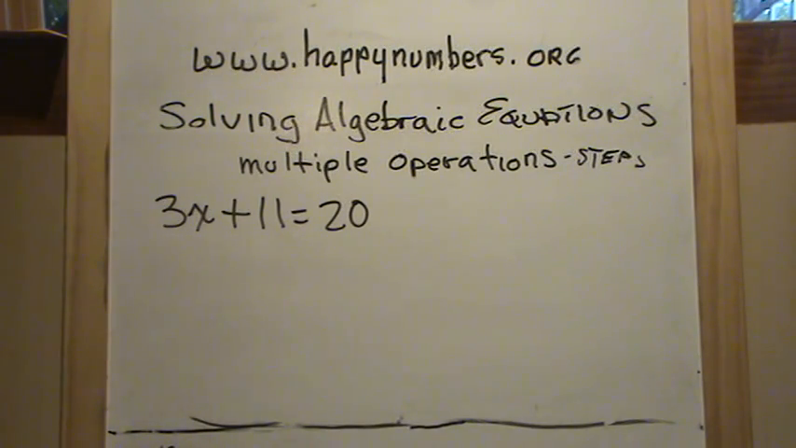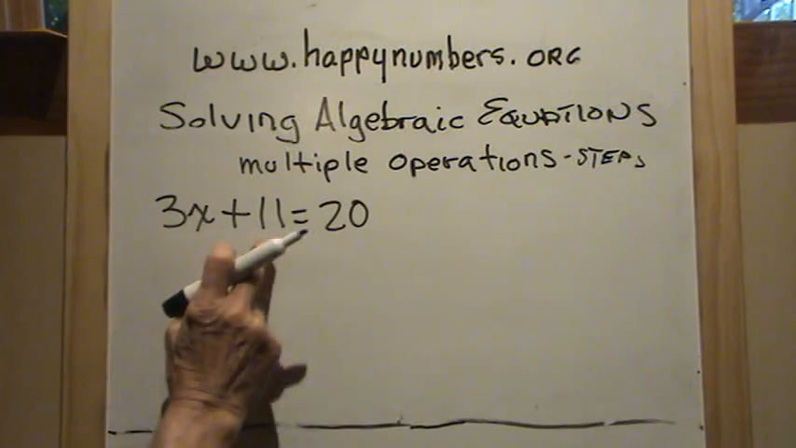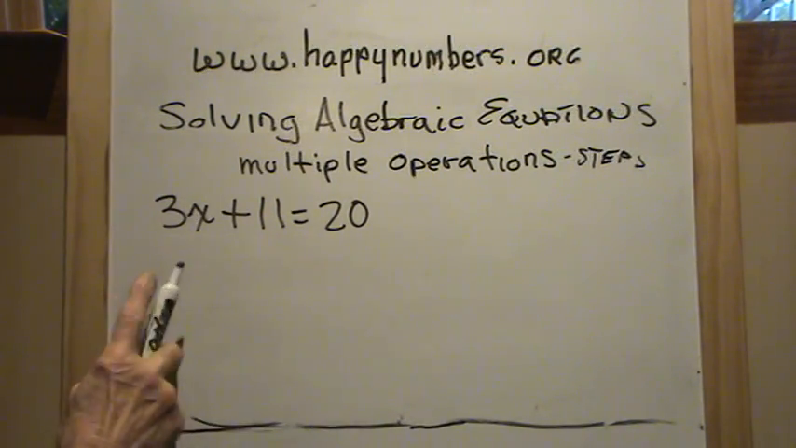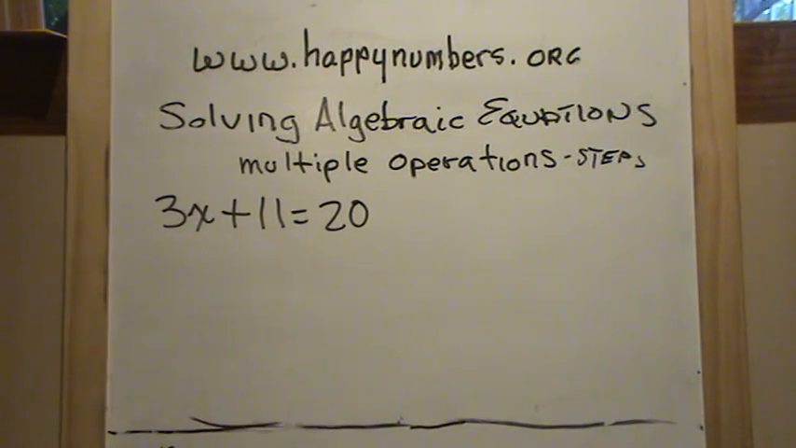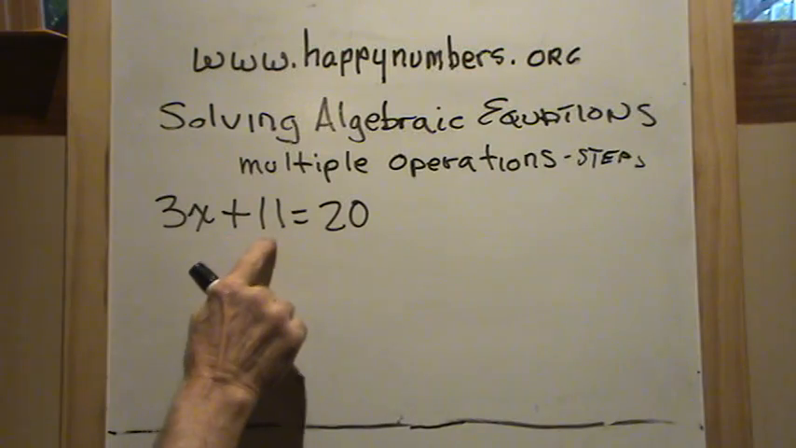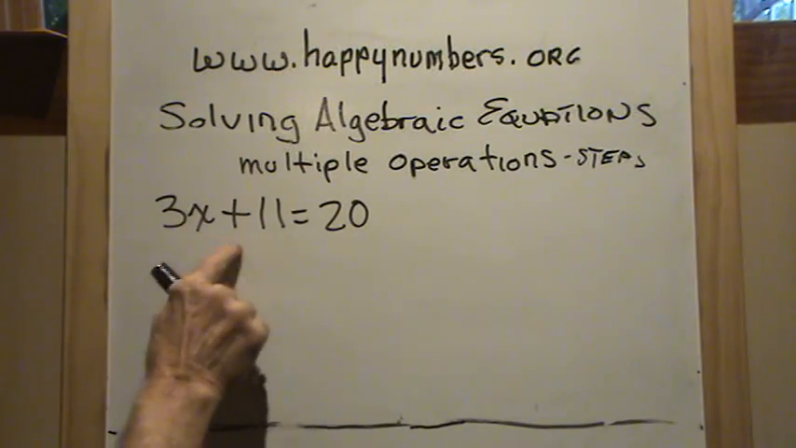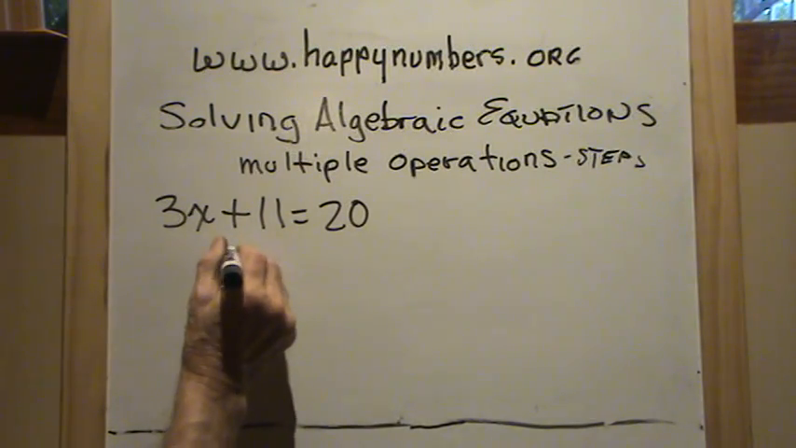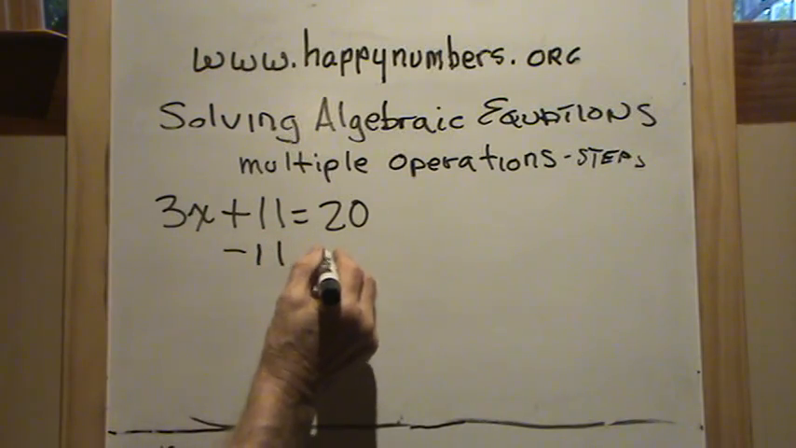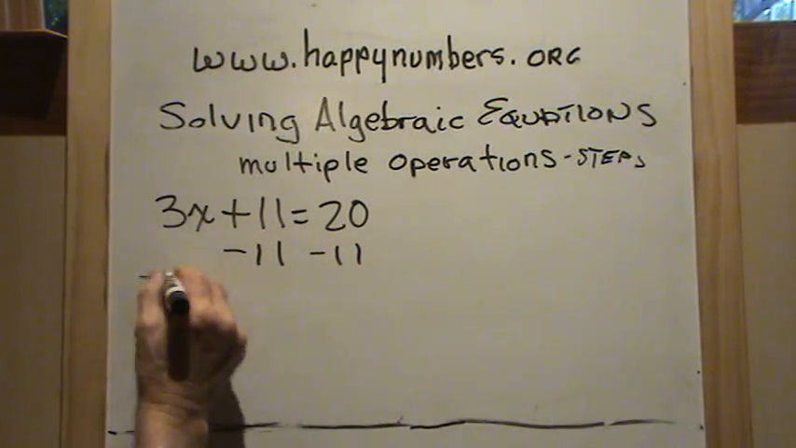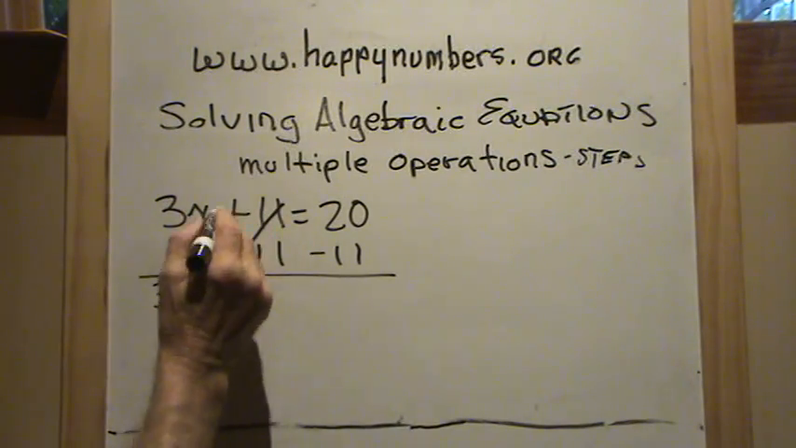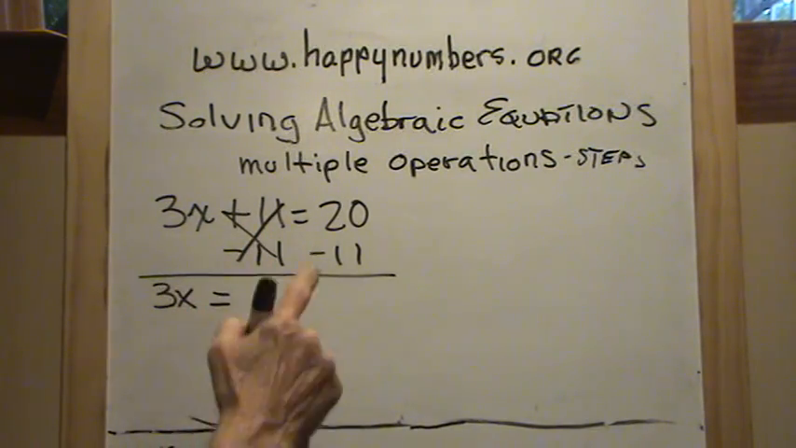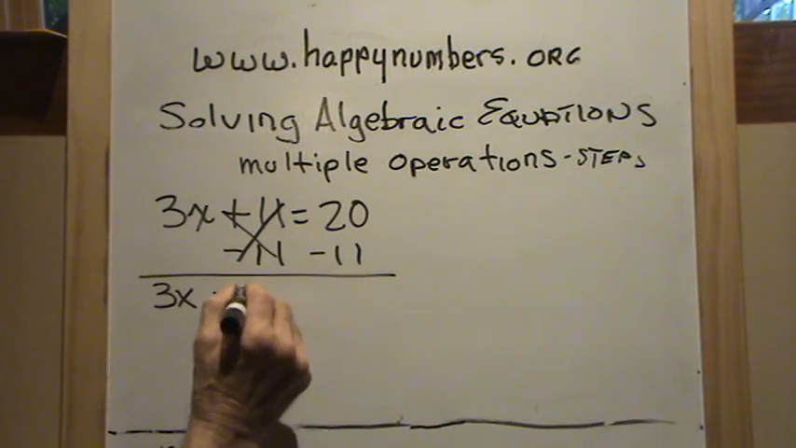Okay, let's see. 3 times x plus 11 equals 20. I have to isolate my unknown, or my variable, on one side and all my numbers on the other. I'm going to deal with the 11 first. Since this is a positive 11, I'll add the opposite, which is negative 11, and then I must do the same here. And I wind up with 3x, this goes away, equals 20 minus 11 is 9.